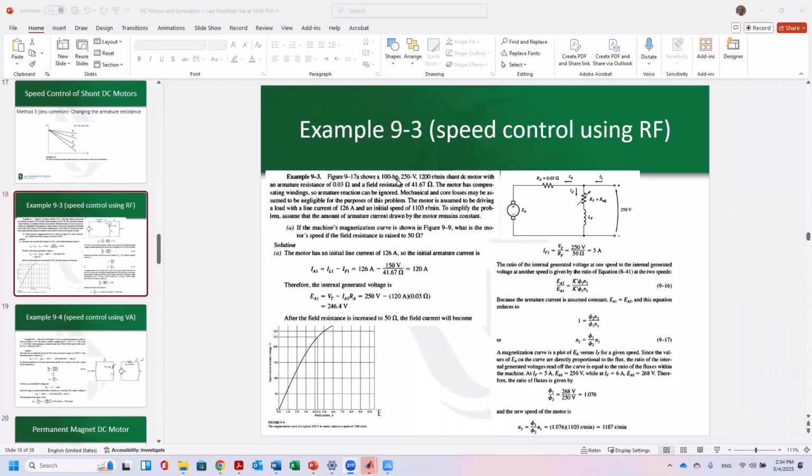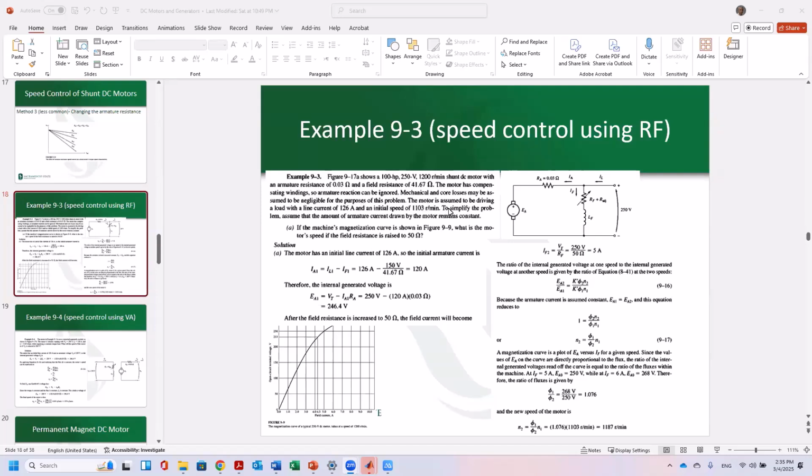This example is talking about a motor, a shunt motor with these descriptions: 100 horsepower, 250 volts, 1200 revolutions per minute, with an armature resistance of 0.03 ohm and a field resistance of 41.67 ohm. The motor has compensating windings, so armature reaction can be ignored. Mechanical and core losses may be assumed to be negligible for the purposes of this problem.